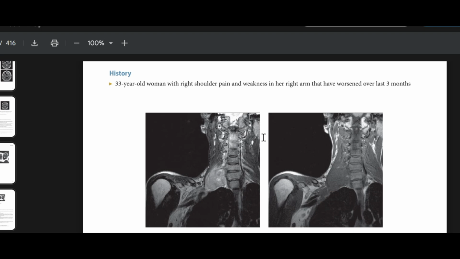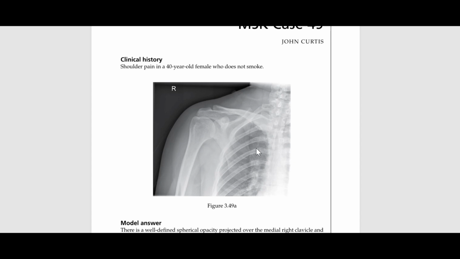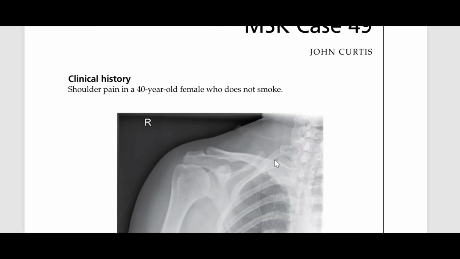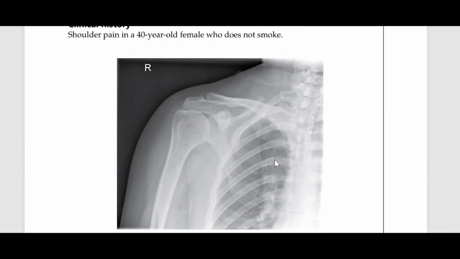Another case of lung apex mass on the chest X-ray. This patient has shoulder pain. He's a 40-year-old female with shoulder pain, and this is very important. She does not smoke. This is the chest X-ray. Can you see this opacity here?